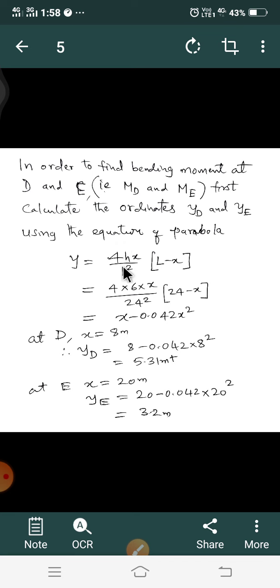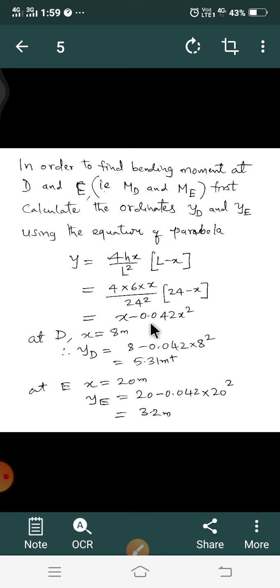So y is equal to 4hx by L square into (L minus x). Here at point D I have to substitute the corresponding values. Before that, you substitute all the known values. So 4hx by L square into bracket L minus x. So 4 into h, which is 6, x you keep as it is, divided by L square, which is 24 square, into bracket 24, the span, minus x. So this can be simplified in terms of x minus 0.04 x square.